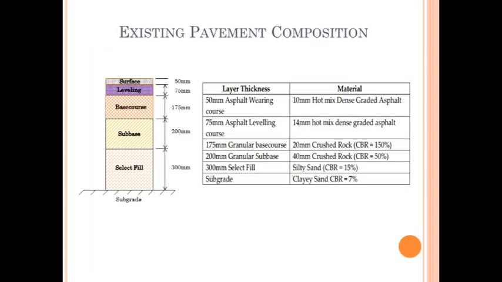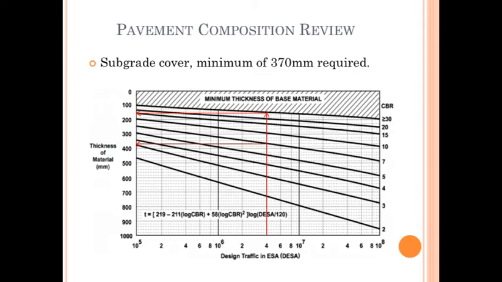The other bit of crucial information we've been given for the site is the existing pavement composition, which we can see the pavement's primarily granular based, but it does have a fairly thick asphalt with a 50mm asphalt wearing course and then a 75mm levelling course as well. And plotting the structure of this on the left really shows how much pavement we've got there existing, which sums up to about 800mm cover over the existing subgrade.